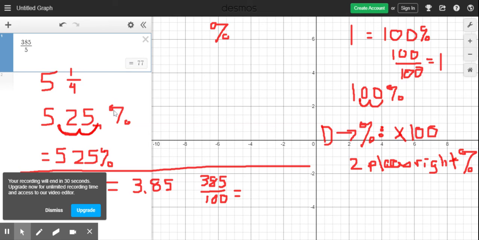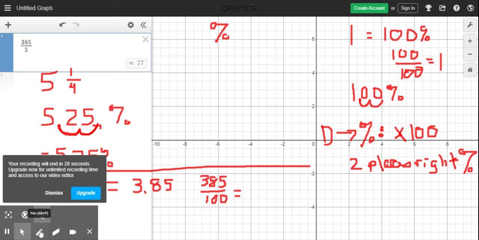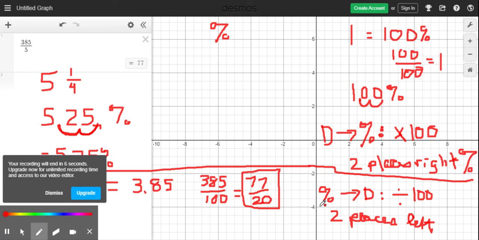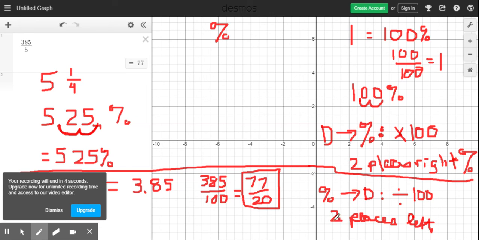So 385 divided by 5 is 77. And 100 divided by 5 is 20. So we can write it as 77/20, either 3.85 or 77/20. So to go from a percent to a decimal, shift your decimal 2 places to the left or divide by 100.